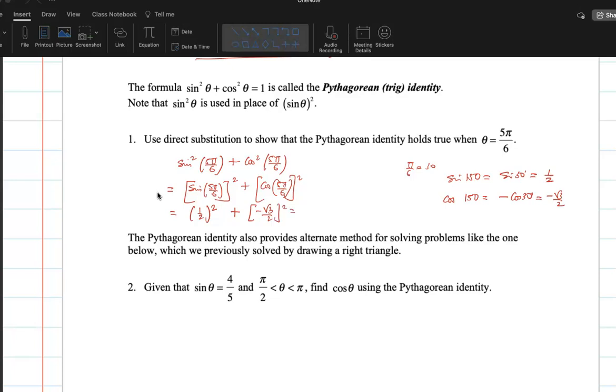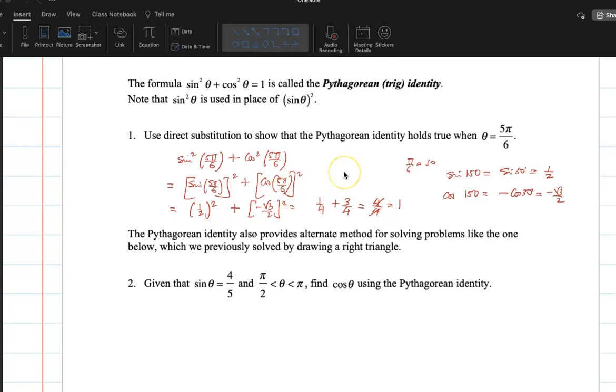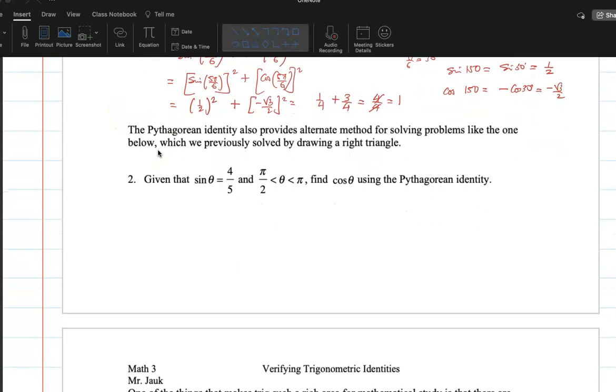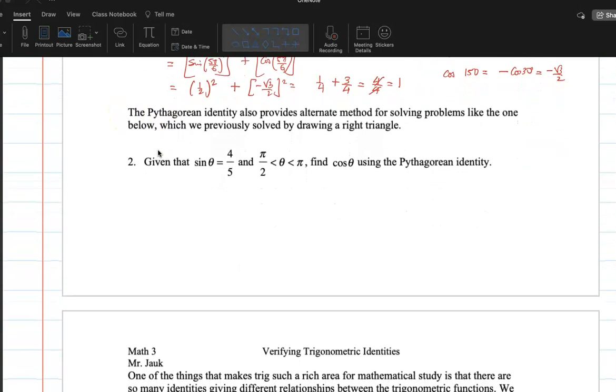So that's 1/4, because 1/2 squared is 1/4, plus 3 upon 4. That's 4 upon 4, which is equal to 1. So you just need to prove it. I like these questions, but they'll never come in exams. Too easy. It's just to build up the concept.